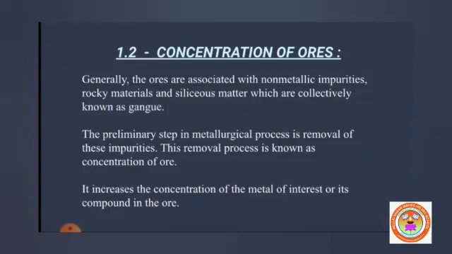Children, here there are two important 2-mark questions. One is, what is gangue or matrix? Another question is, what is meant by concentration of ore? Yes, these two are the important 2-mark questions. The concentration of ore increases the concentration of the metal of interest or its compound in the ore. You know, concentration of the ores means purification of the ores, isn't it?